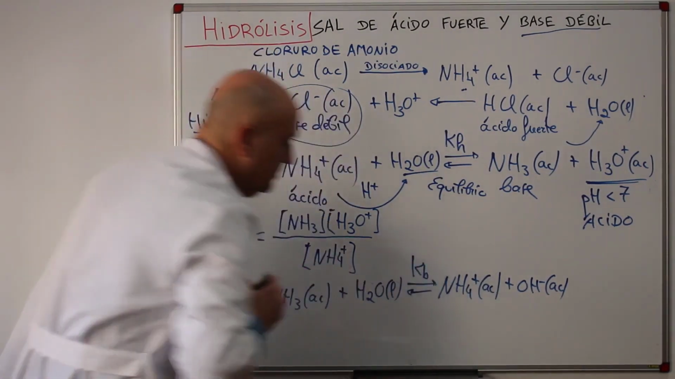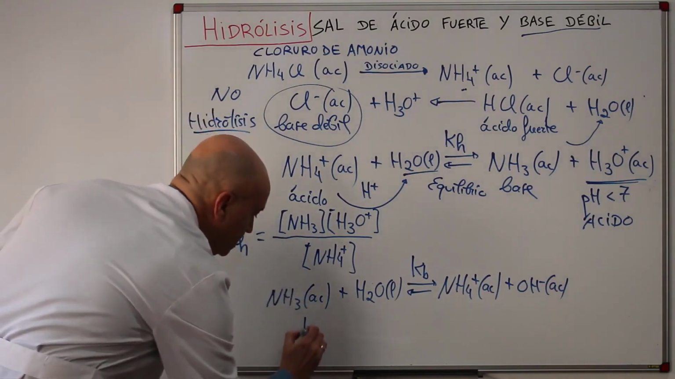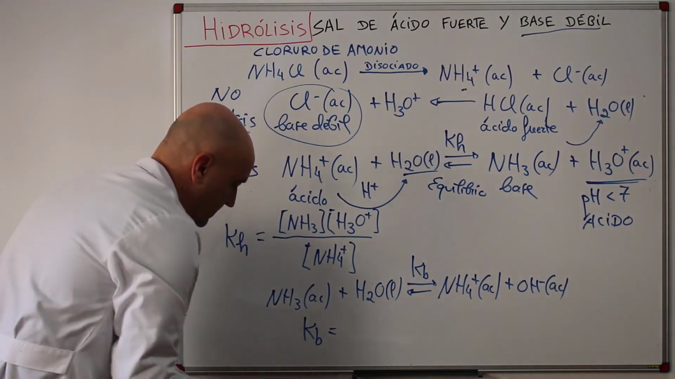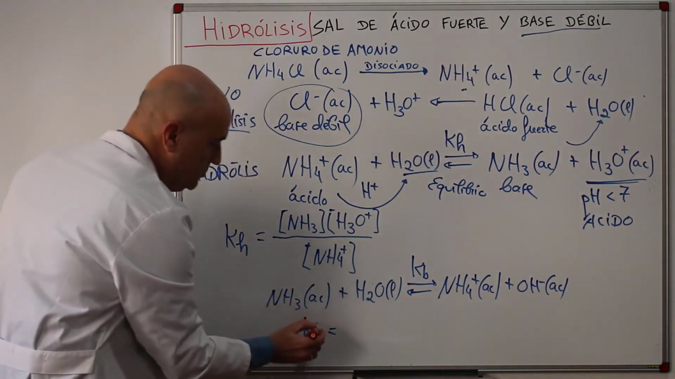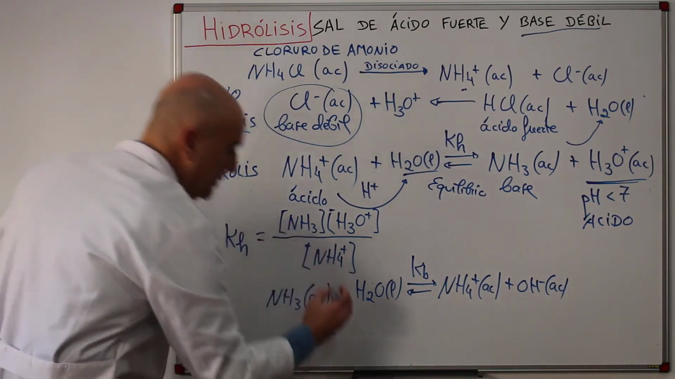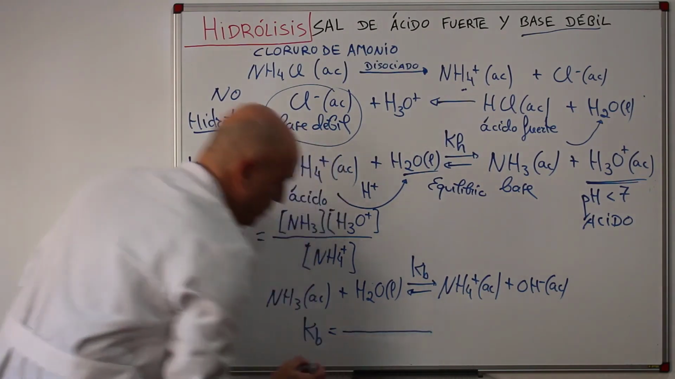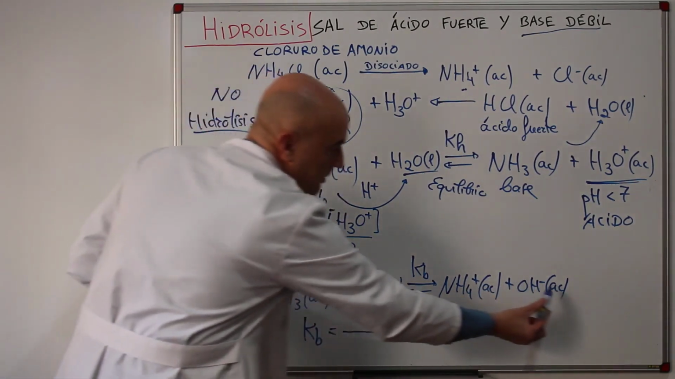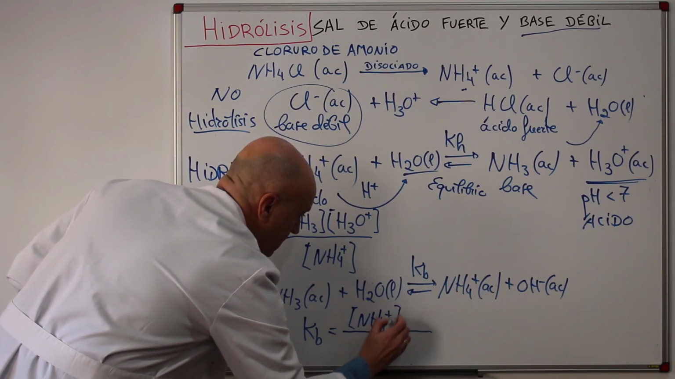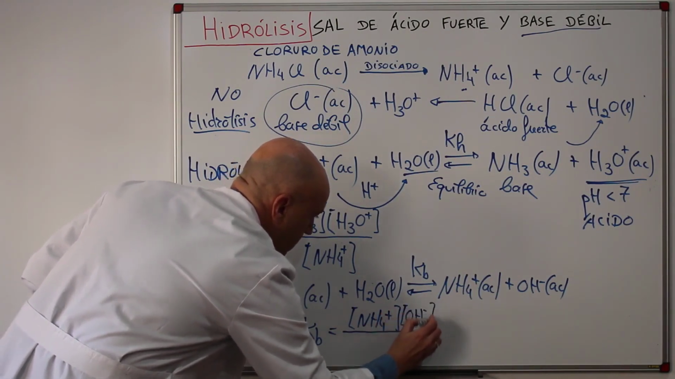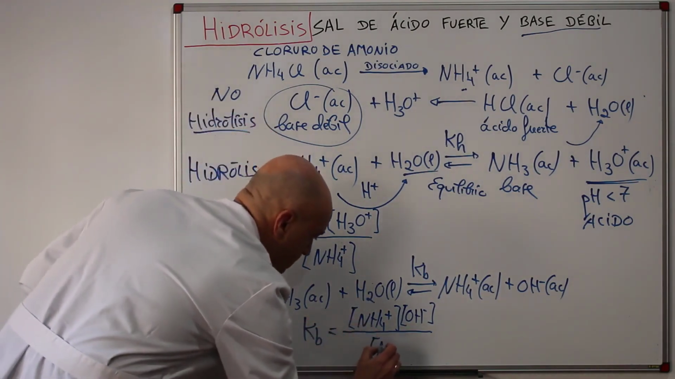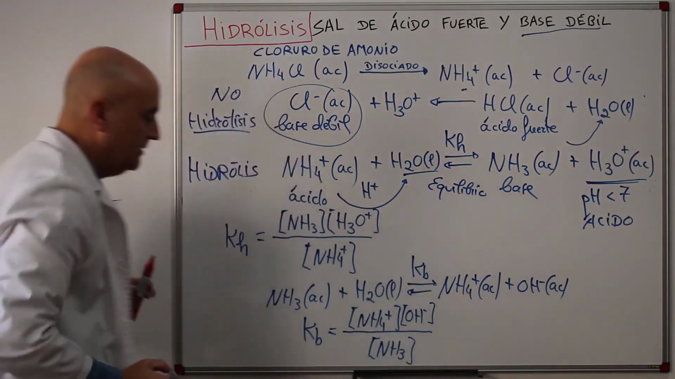This equilibrium is called the basicity constant, as you well know. This basicity constant, K sub B, I'm going to write it, but it will turn out a bit different. Like any constant, at the top I have to put the products: the concentration of ammonium and the concentration of hydroxides. And what do I put on the bottom? Not water. I put ammonia, NH3.